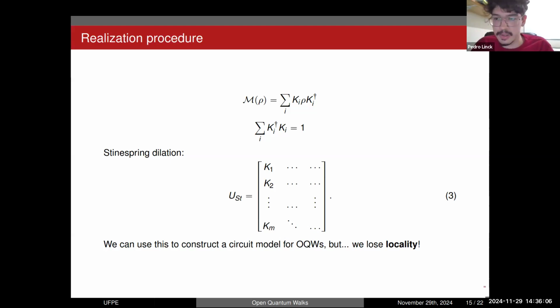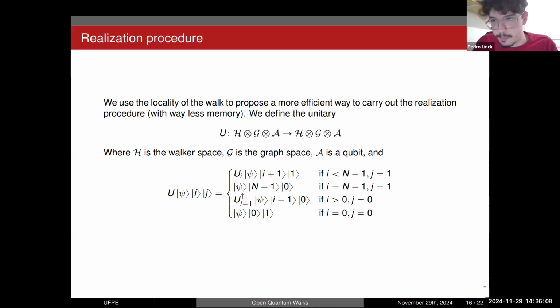So how are we going to do this? We propose this other unitary here. Instead of attaching a very large system to our system, we will attach an ancilla qubit, dimension 2, and this unitary. What is this unitary saying, basically? If you are on the state psi on node i, if j is 1, you move to the right. If j is 0, you move to the left.